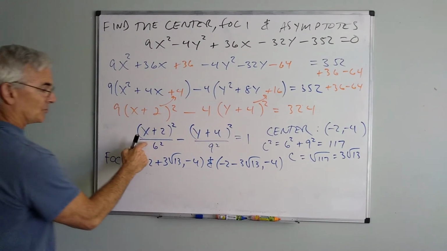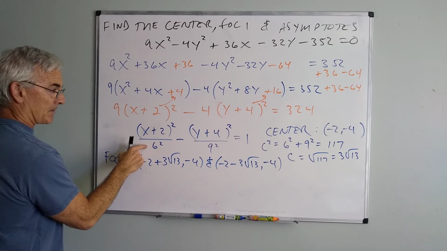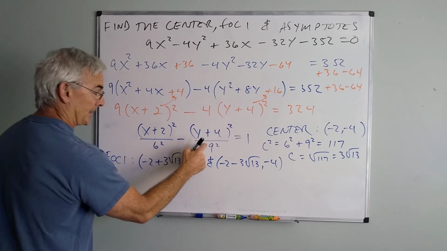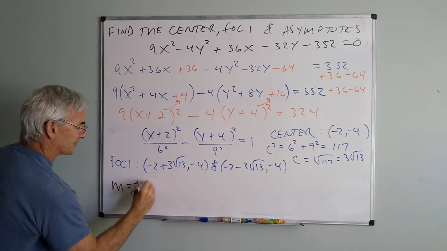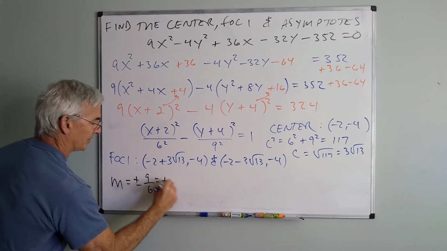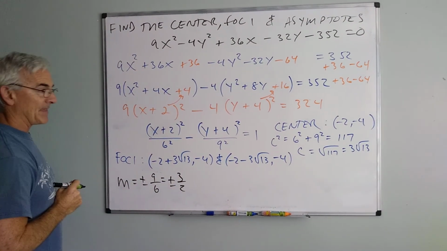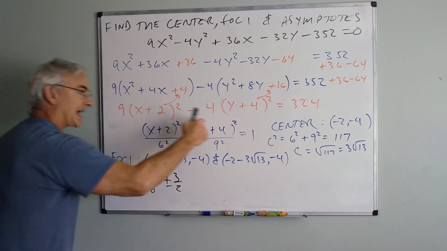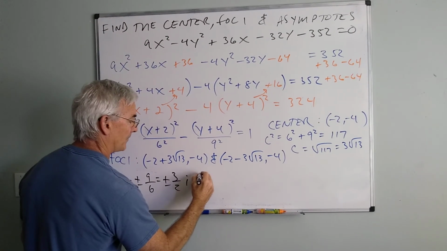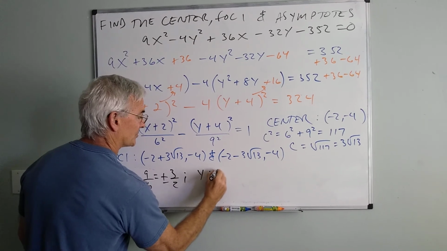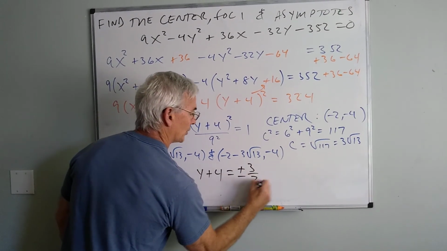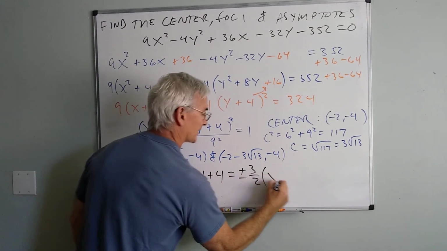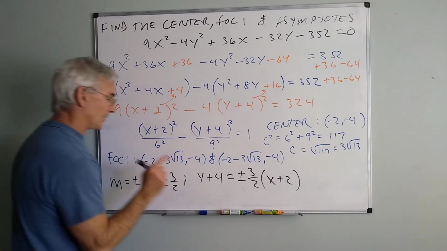Now finally, we need the equations of the asymptotes. So all I have to do is read the slope from this. Now remember, the slope is vertical change, 9, over the horizontal change, 6. So my slope is plus or minus 9 over 6, or plus or minus 3 halves. And now using the point slope formula with exactly these statements here, I find that my asymptotes are y plus 4 equals plus or minus 3 over 2 times x plus 2. And there you have hyperbolas.